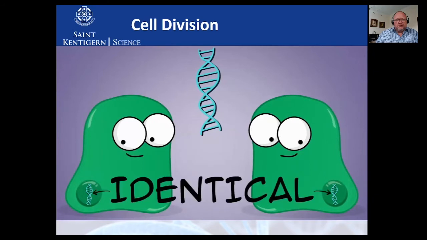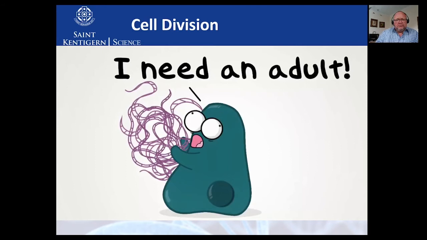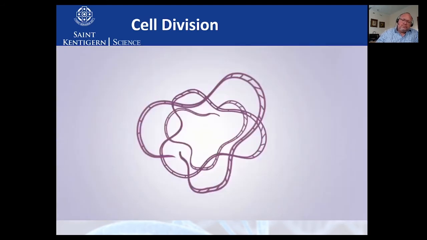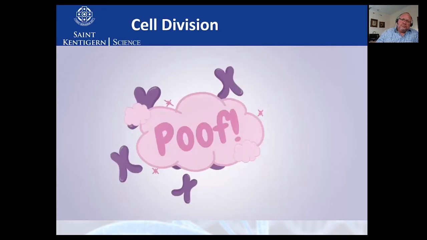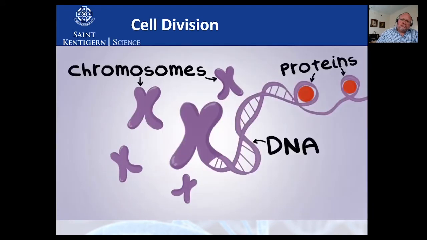Very important. The problem is you've got a lot of DNA, and we've got to get that DNA into the new cells using mitosis. So there has to be a better way to organize that DNA. Well, what actually happens is that DNA can be organized into these condensed units called chromosomes. Chromosomes are made of DNA and protein.